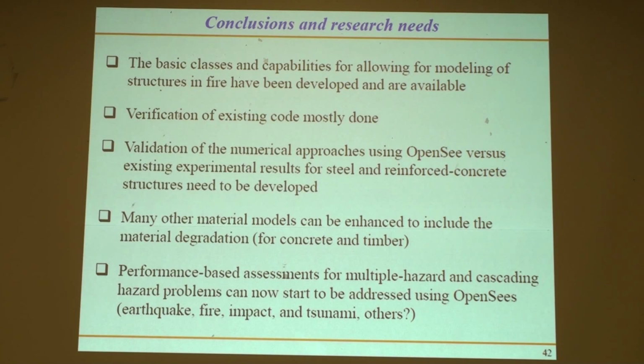Then we need to do validations on big structures, examples that we're working on now, just to show people what they can do in terms of analysis. Many other material models that are in OpenSees need to be extended. Right now we have that stress-strain just at one temperature. We need to create that model to also account for temperature for all the other concrete models that are available and that are of interest to everyone, but mainly for concrete and timber.